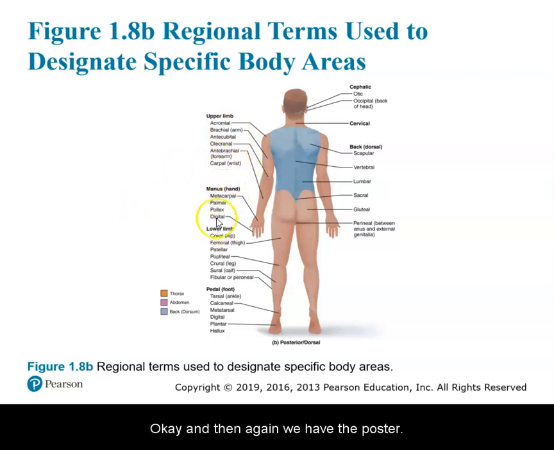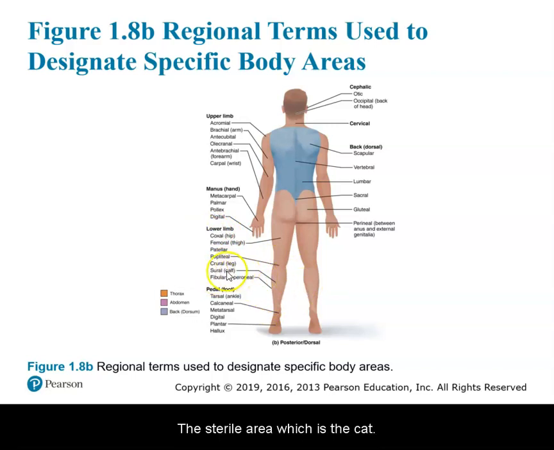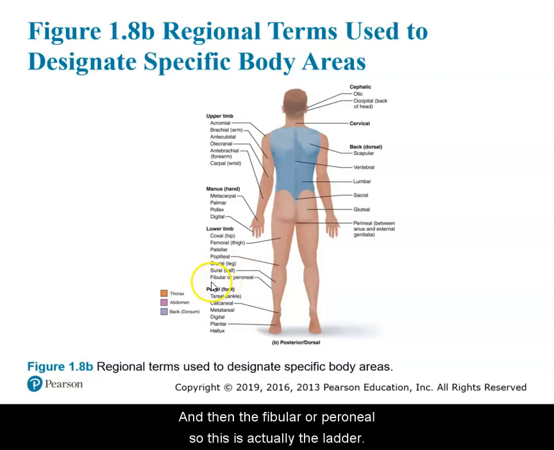Okay, and then again we have the posterior portions of the hand, and then posterior portions of the lower limb, including the coxal area or the hip, the femoral area of the lower limb region, being the thigh, the patellar area, as well as the popliteal area behind the knee, the crural area in the lower limb region making up the leg, the sural area, which is the calf, and then the fibular or peroneal. So this is actually the lateral portion of the leg, because we know that the fibula is a bone that's located in the lateral aspect of the leg.